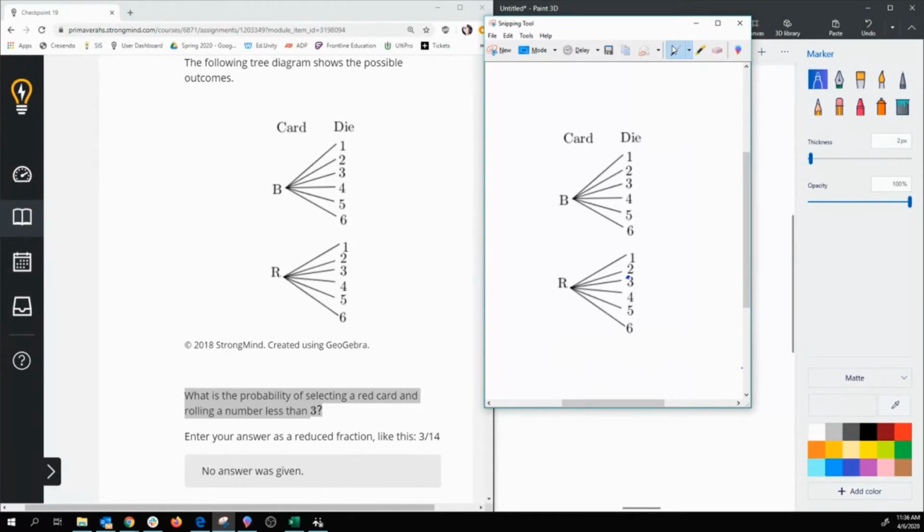Perfect. Okay. So we're asked, what is the probability of selecting a red card and rolling a number that is less than 3? So immediately we're looking at red cards, right? Because that's what the question is asking us. And we need to roll the number that is less than 3. So what numbers could I roll that are less than 3? What different numbers are less than 3?